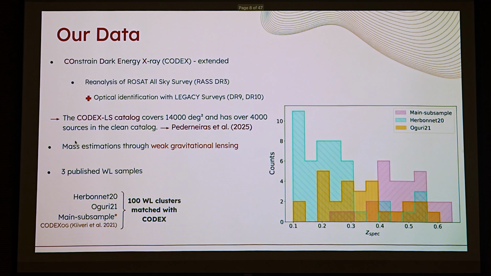In the end, we are working with a sample of 100 CODEX clusters with weak lensing mass estimates. Over here, I'm showing the distribution in redshift, which goes from 0.1 to 0.65. This is a relatively wide range in redshift, and that's good because we don't only want to calibrate the scaling relation, we want to see if that relation can evolve with redshift.